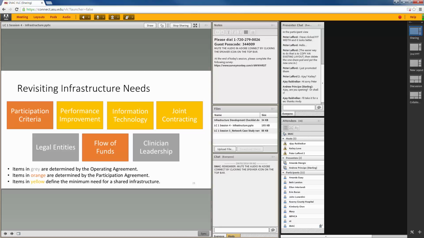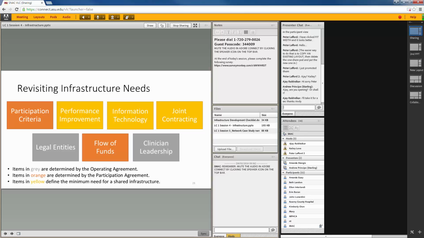Those in the gray are things that typically an organization's operating agreement or bylaws will dictate: what type of legal entity is being used to serve the network and how clinicians are involved in the leadership of that organization. In orange, really determined by what we would call a participation agreement, which is a clear set of expectations between the network and the participant about what's expected of them and what happens if they're successful.